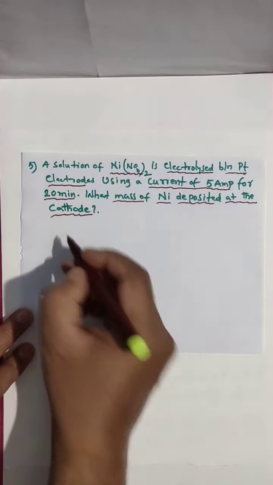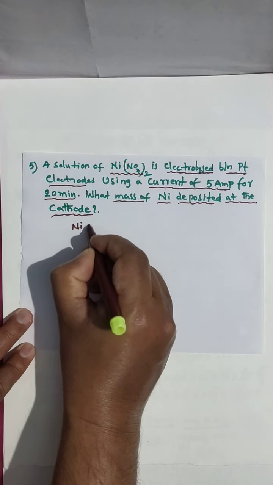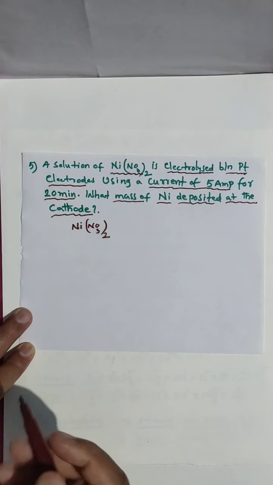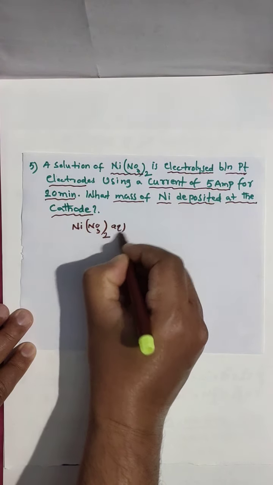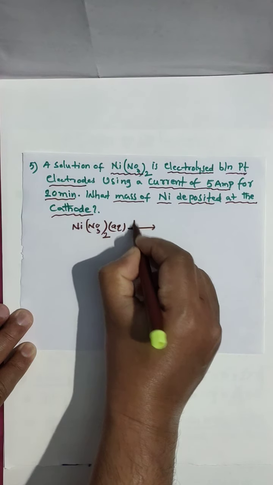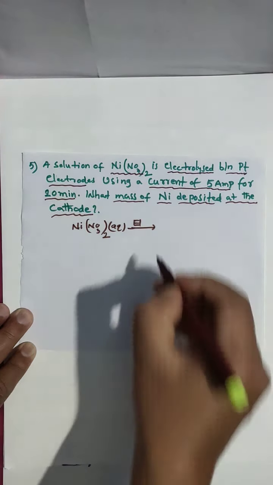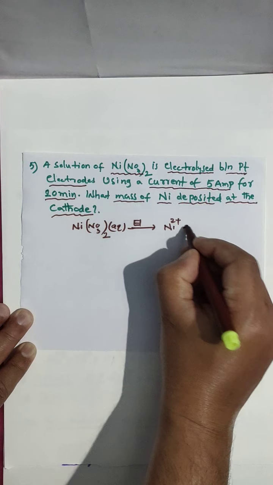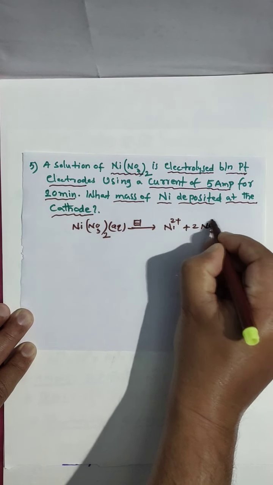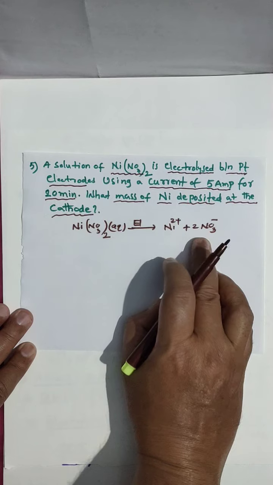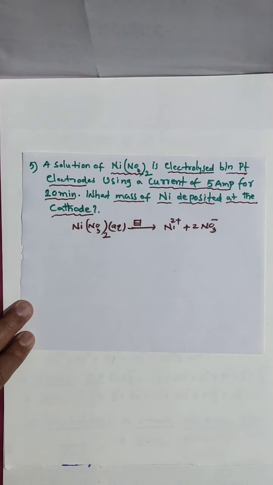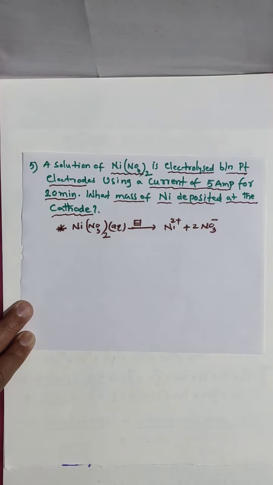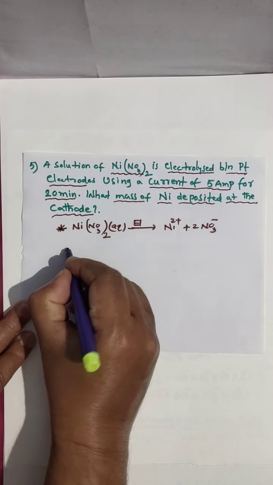So first you write the equation. This is nickel nitrate aqueous solution, and it is subjected to electrolysis. Then you get Ni2+ ions and nitrate ions. The positive ions are attracted by the cathode, and this is the anode. So we need the cathode reaction, because the deposition takes place at the cathode.